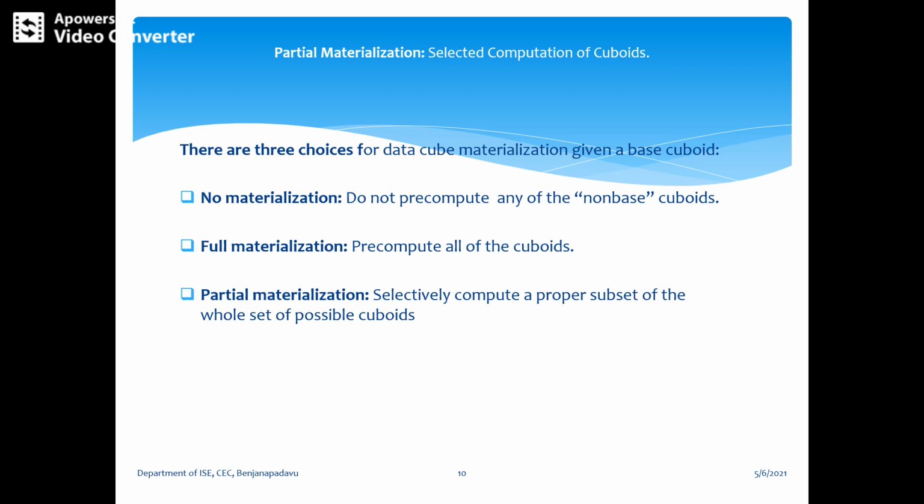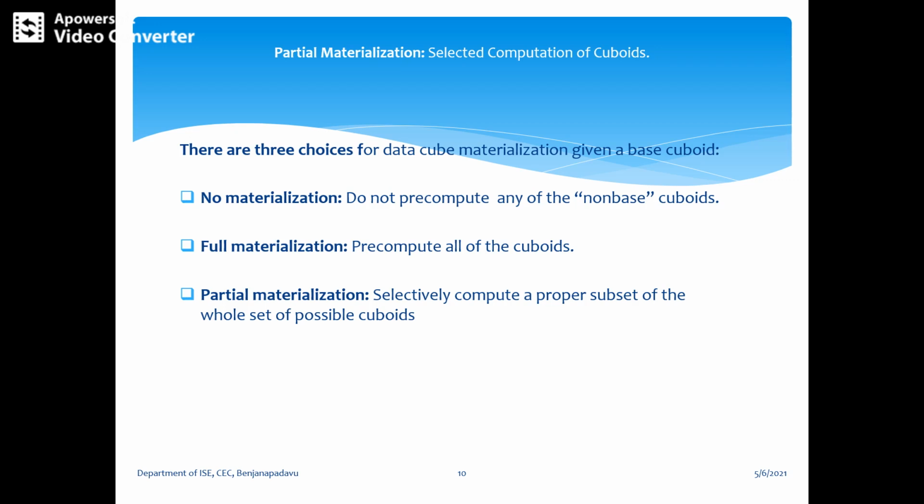Alternately, we may compute a subset of the cube which contains only those cells that satisfy some user-specified criterion, such as where the tuple count of each cell is above some threshold. So we will use the term subcube here to refer to the latter case, where only some of the cells may be precomputed for various cuboids. The partial materialization represents an interesting trade-off between storage space and response time.